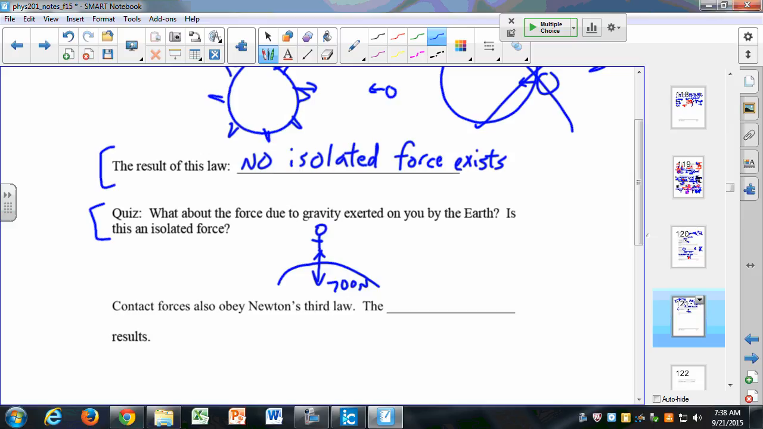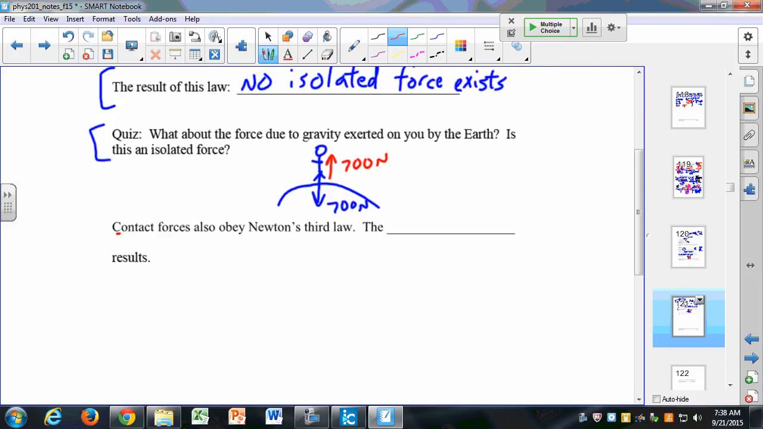So what is the action-reaction force for this? What's the reactive force for this 700 newtons of weight? Right, I'm pulling back. So the Earth is pulling down on me, but I'm pulling back on the Earth with 700 newtons. Every body of mass exerts a force on other bodies of mass.